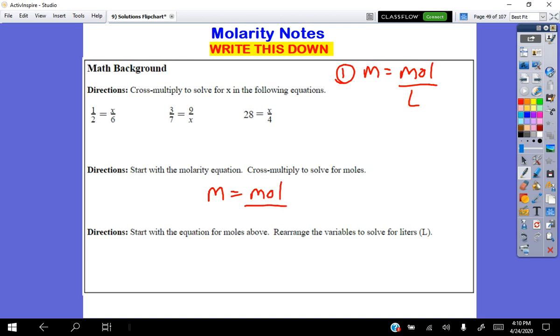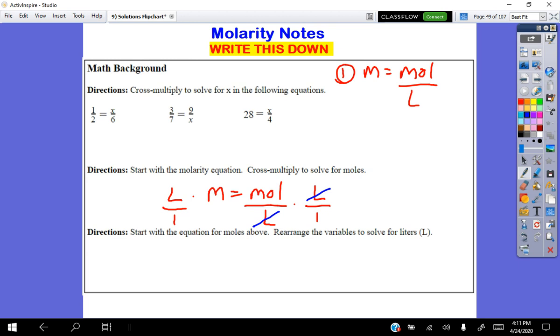In this first problem, we're going to solve for moles, which means I want moles by itself. Whenever it says to solve for a variable, we're getting that variable by itself. So I see mole is on the right side of my equation. I need to get rid of liters. So I'm going to multiply by liters over 1. And I'm going to do that on both sides of my equation. What this does is causes liters on the top and bottom of the right side of the equation to cancel.